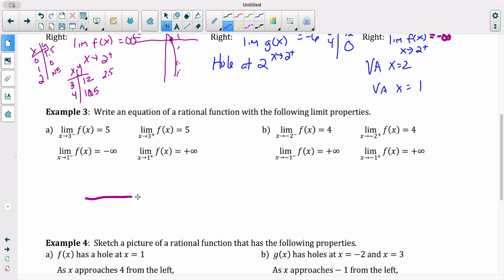If I have an asymptote at 1, that means x minus 1 must be a factor in the denominator, period. I have a limit going toward a whole number at 3 from the right and from the left. Well, that means it's a hole, not an asymptote. So if it's a hole at 3, that would be x minus 3 on the bottom and the top.